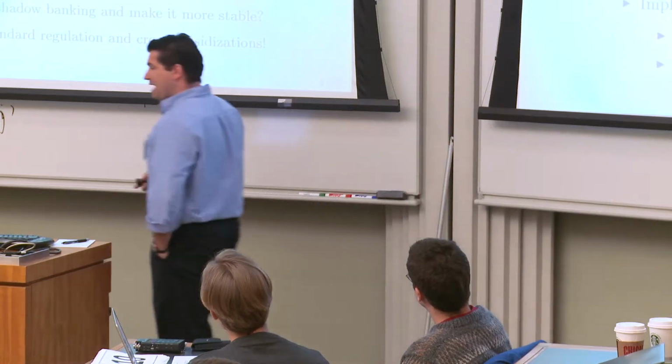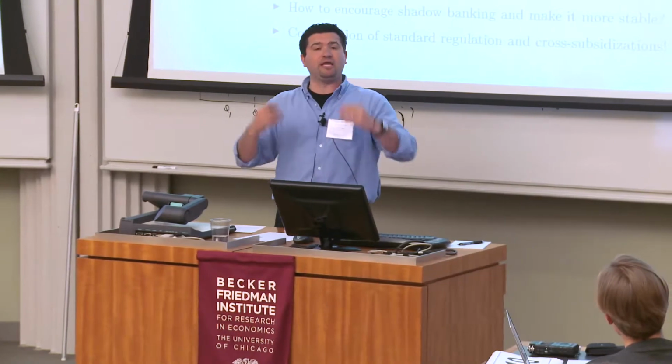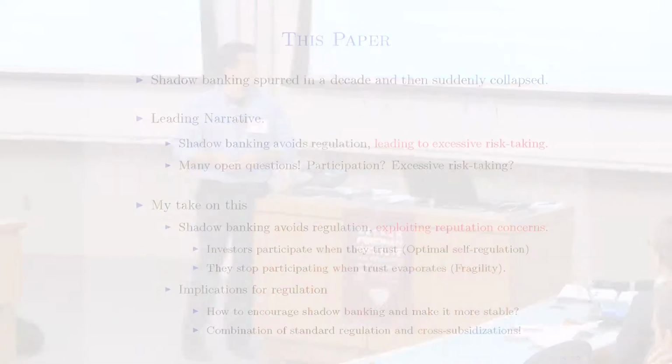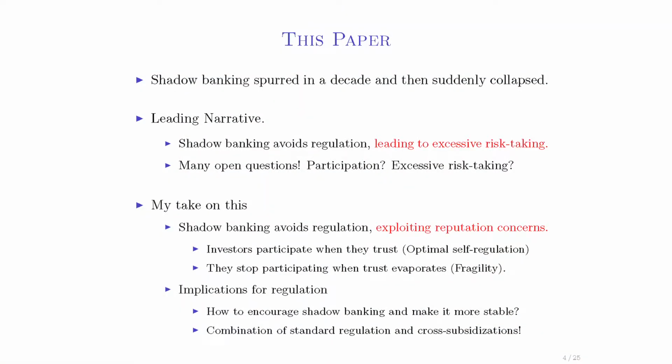We can talk about that later, but just to give you an idea, for example, the central bank is making money with the assets that they bought with the TARP. So my take on this is different. My take is that shadow banking avoided regulation, but regulation is a discipline provided by the government. Now, when there is some discipline that is provided by the market through reputation concerns in this model, then investors are willing to participate if they trust that financial institutions will behave as if they are regulated, even when they're not. When that trust exists, they're willing to participate and also at a low rate.